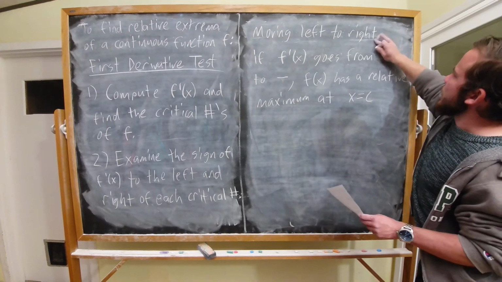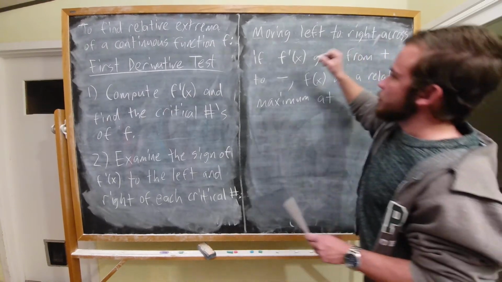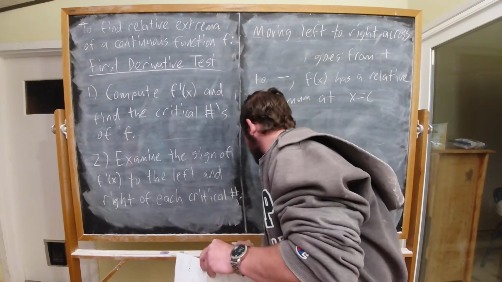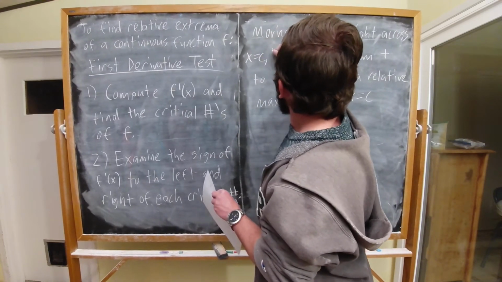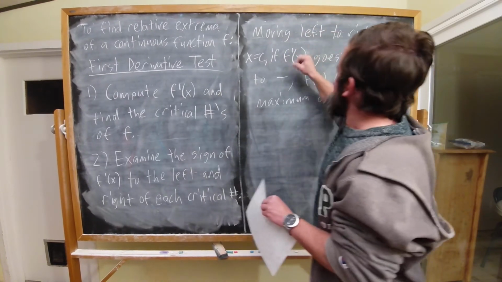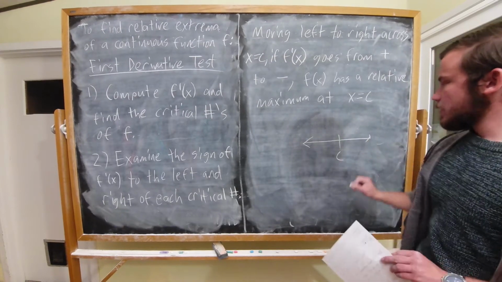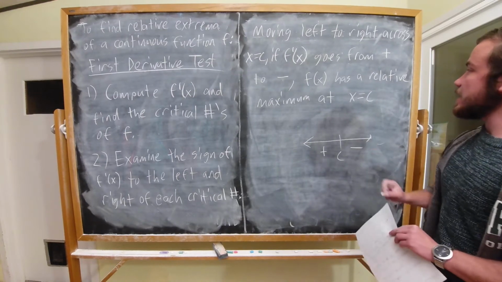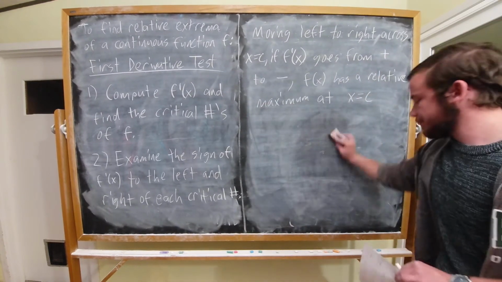Now let's say we're moving left to right across some number c, just so I don't have to write as much. So moving left to right across x equals c, if f prime goes from positive to negative, then f of x will have a relative maximum there.